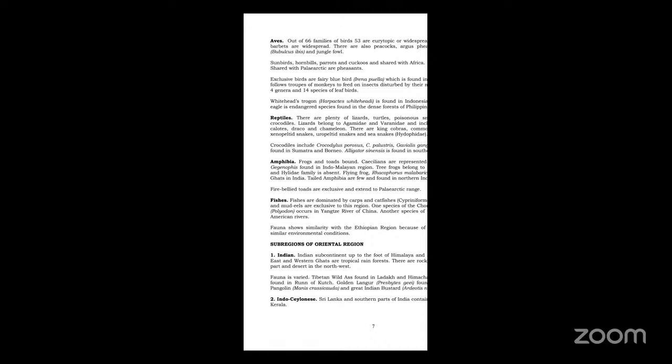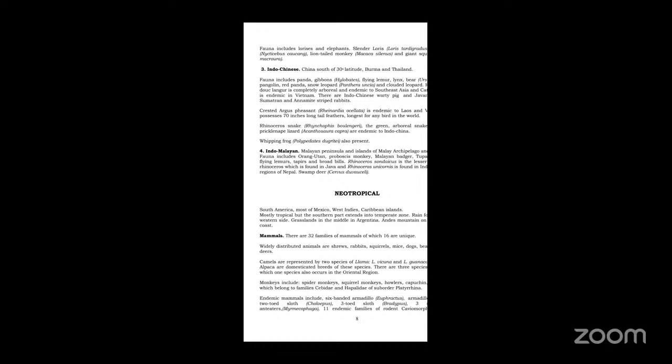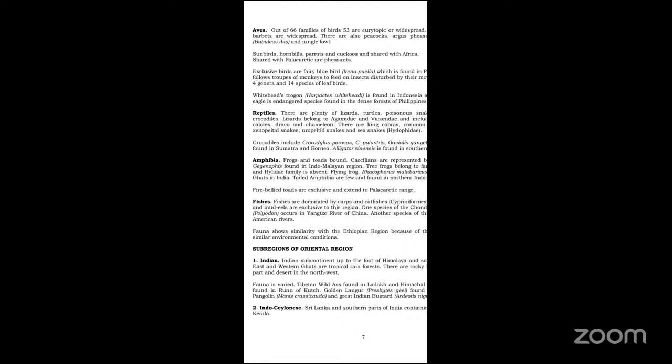Now coming to the different sub-regions of this Oriental region. Just as we have seen with the other regions just now, they have been divided into different sub-regions. Likewise, even the Oriental region has been divided into different sub-regions. What are those? One is called the Indian, the second is the Indo-Ceylonese, the third one is the Indo-Chinese, and the fourth one is the Indo-Malayan. So we can say that the Oriental region is divided into four. Now we'll see one by one what these are.